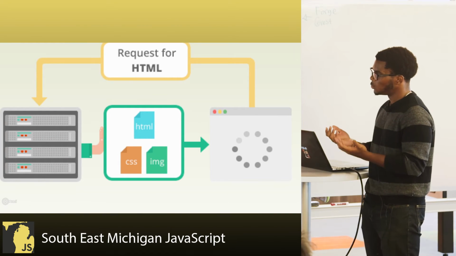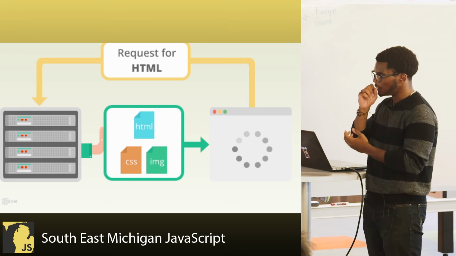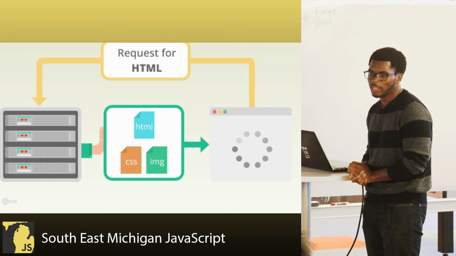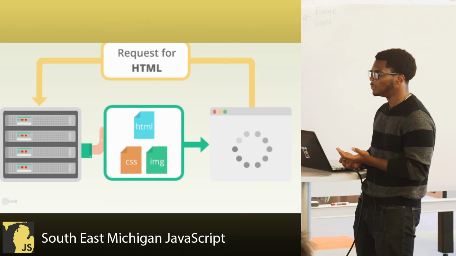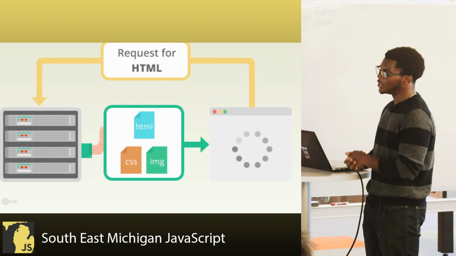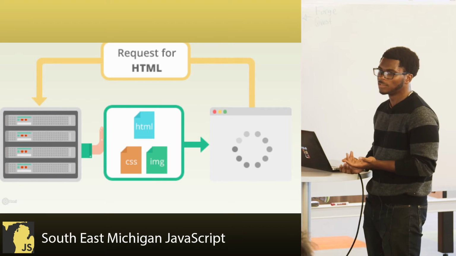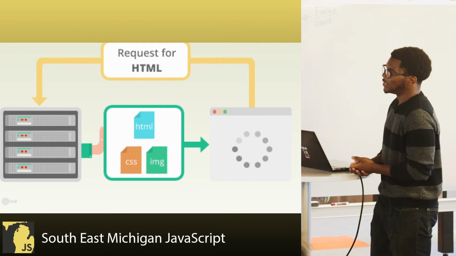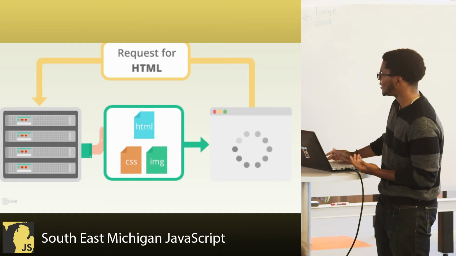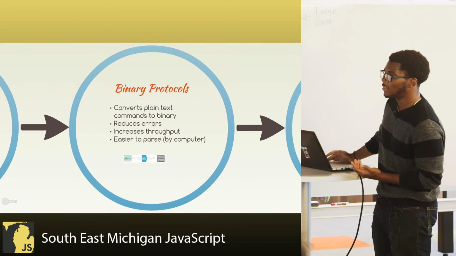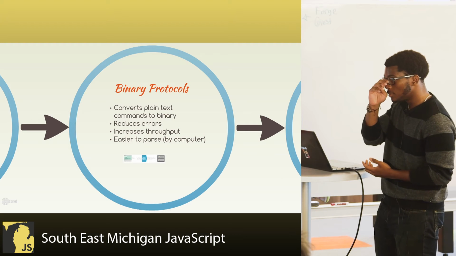You're loading a page, you request HTML, but the server sends you everything for the site from that one request. So you only requested the HTML, but it sent you the CSS and all the images, because it knows you're going to ask for them eventually. So it basically reduces the number of requests that you have to make as a client. Because you're sending much more data than you anticipated.